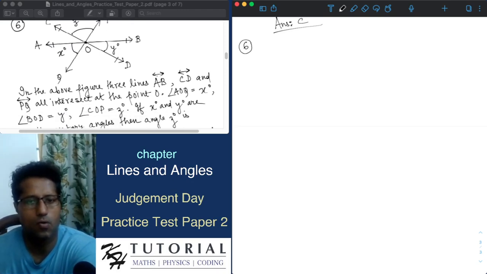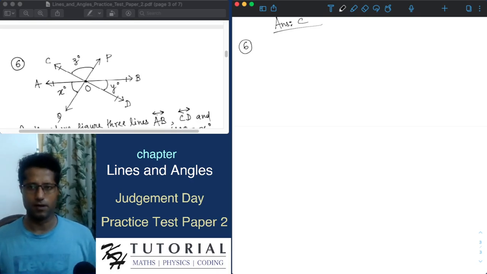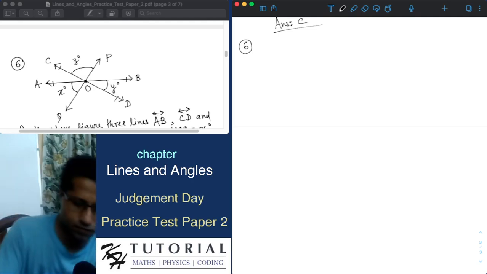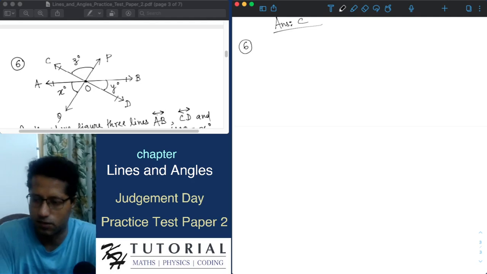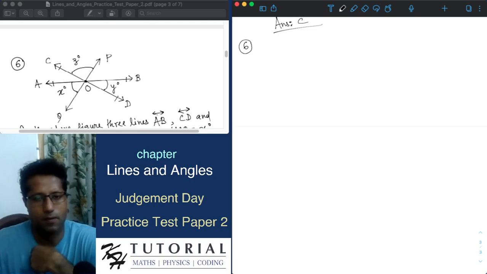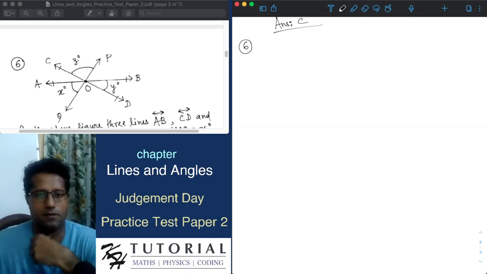X and Y are complementary angles. Now, as I already said, whenever you see two intersecting lines, you must always first consider the vertically opposite angles and also the linear pair of angles. Now, in this problem there are three lines all intersecting at the point O. So basically we will have three pairs of vertically opposite angles.